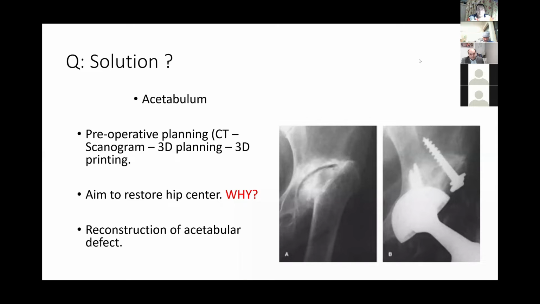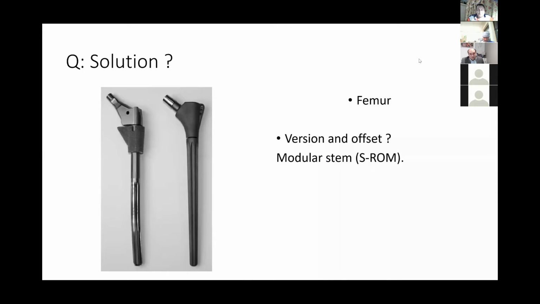On the femoral side, we mentioned there's problems with the version and the offset. Now, there's a variety of ways you can address the changes in the version and the offset. One of the options is using a modular stem. This is one of the stems that are used in these cases, called the S-ROM by DePuy. You can use a small cemented Exeter, which you could then change the version accordingly. And as we know with the Exeter, you have different options of offset. In some extreme cases, you go for custom-made implants.